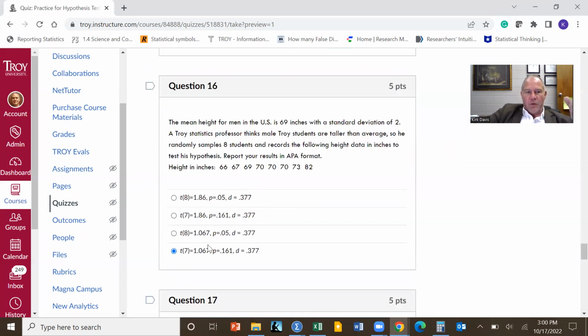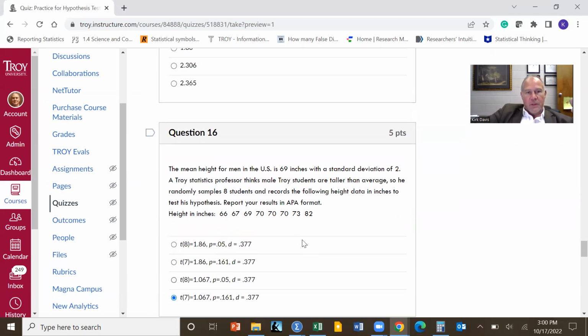We also know that we're going to fail to reject because our p-value was much too high. We wanted 5% or less. We got 16%, or a probability of 0.16. So we need a probability of 0.05 or less.